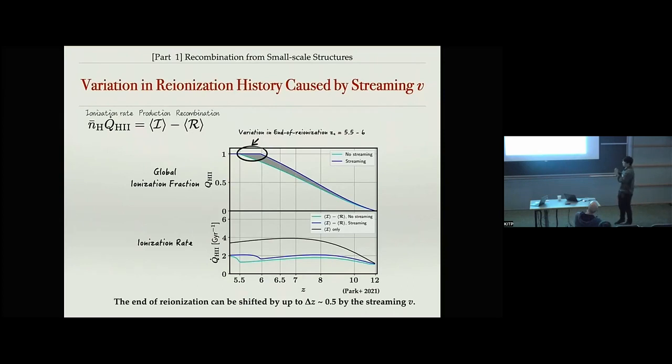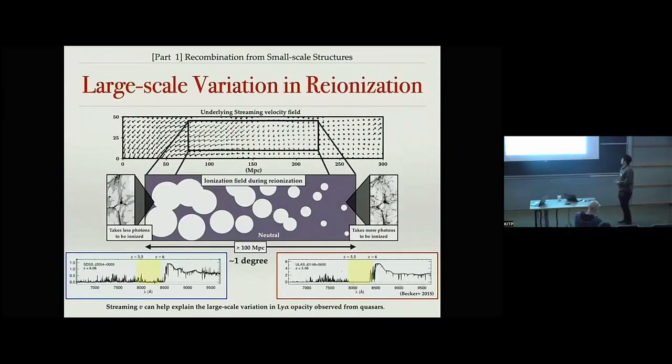So of course, this is the most extreme scenario. Typically, I get much less than this. But this is interesting, in a sense, given this recent observation of quasars by Becker et al., where you find some transmission at a redshift of 5.5 to 6, and in the other quasar you have no transmission in the Lyman alpha. This kind of large-scale fluctuation in the reionization can potentially help explain this kind of large-scale variation in Lyman alpha opacity.